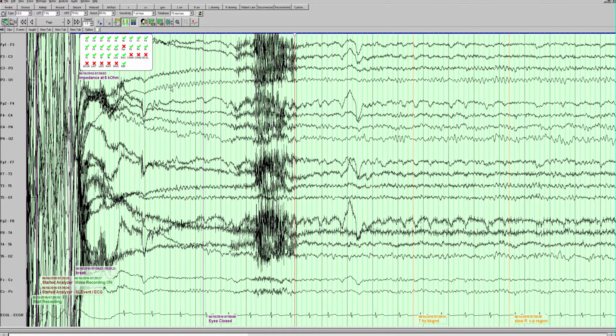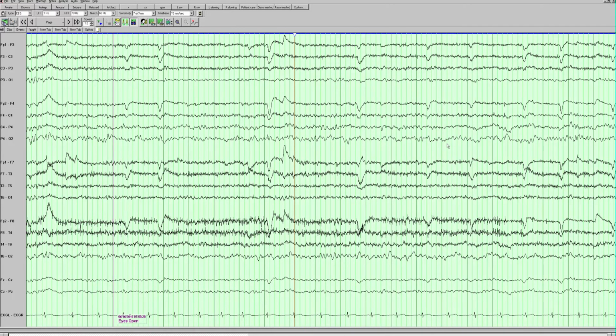1, 2, 3, 4, 5, 6, 7.5 hertz here on the left. And on the right side, it looks like we have slower waves intermixed in the posterior dominant rhythm. We see some delta activity here. And so it's a mix of theta activity and delta activity.